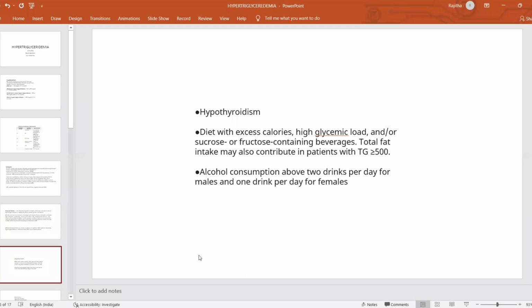Then, of course, what we eat: a diet with excess calories, excess glycemic load, and of course fat intake also contributes to hypertriglyceridemia. And then alcohol consumption. The threshold for females is 1 drink per day, and for males it is 2 drinks per day.